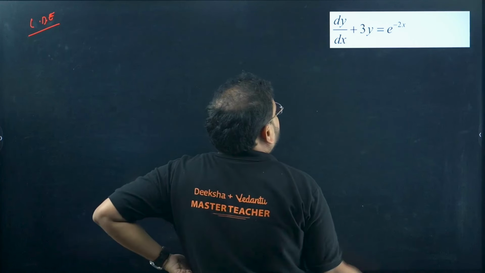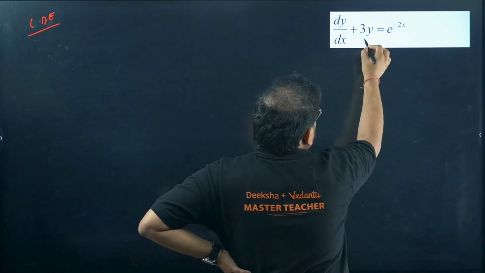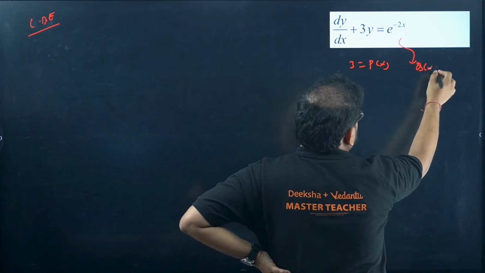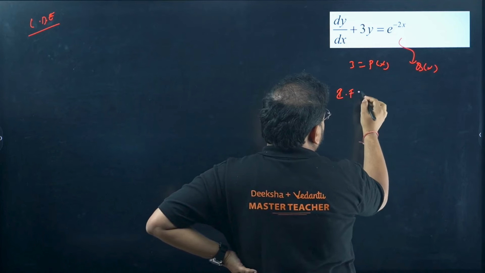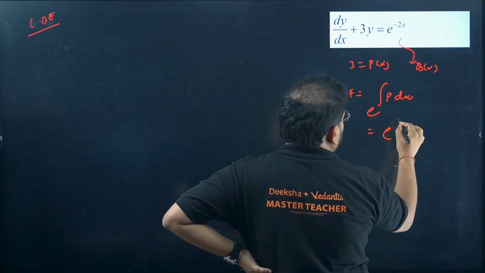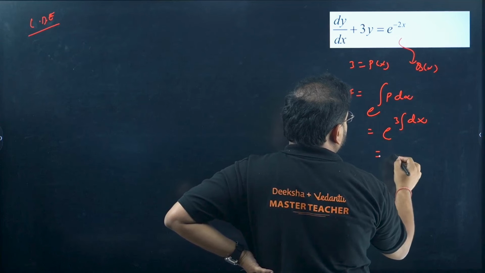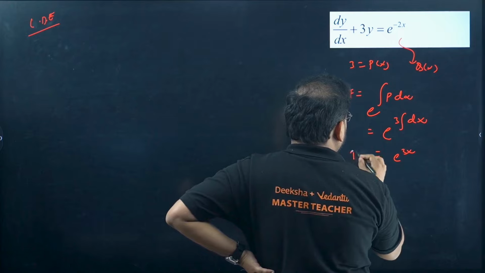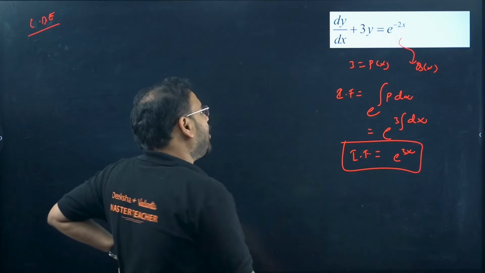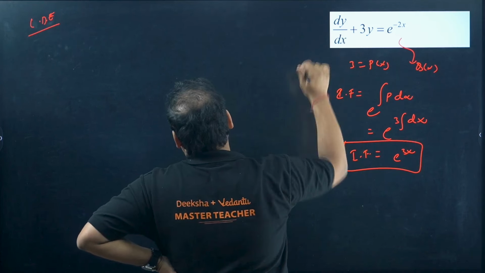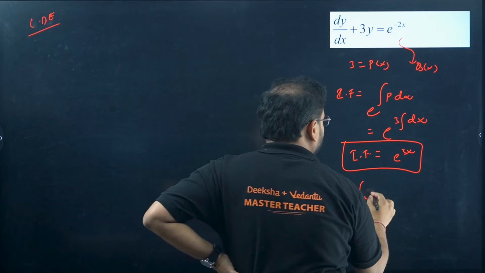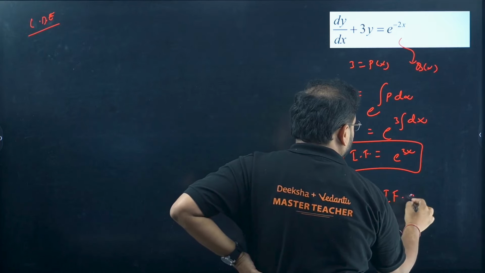Okay. Alright, so if you take the general form, you get this 3 as the P of x and this as the Q of x. We have to find our integrating factor. So e power integral of P dx will give me e power, the constant 3 comes out, simply dx is left. So I have e power 3x as my integrating factor. And we all know in this form of LDE, the answer is given by y times IF equals integration of Q times IF dx.